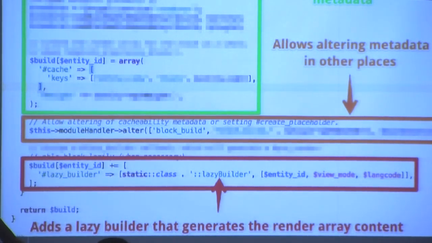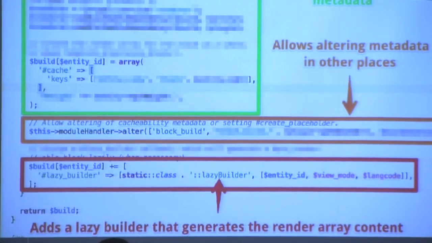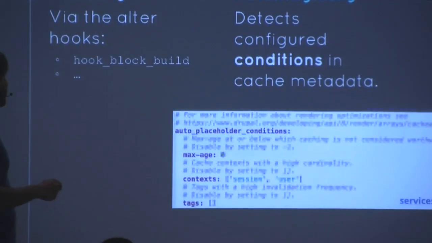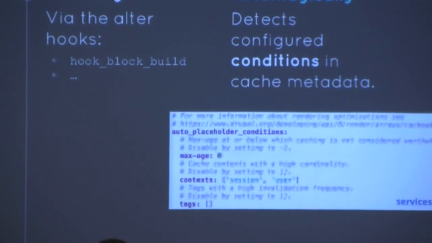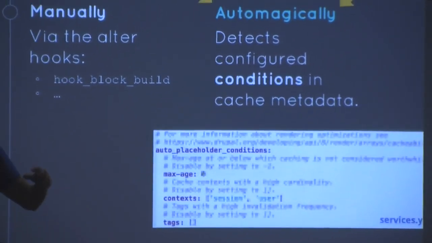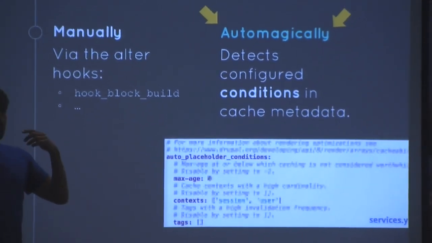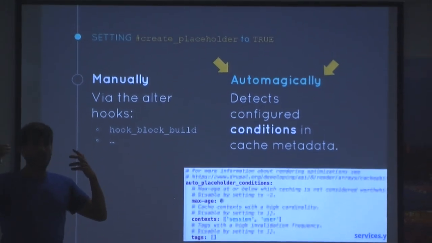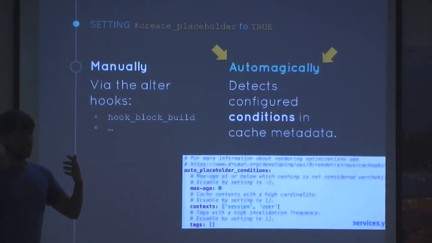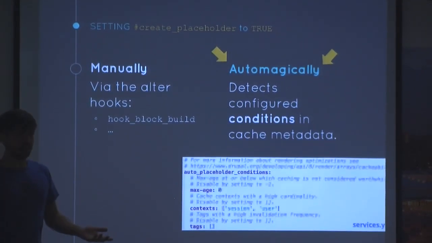But another way to create placeholders is automatically, and this is when things get really cool. You can set some conditions based on the metadata that say, if this is hard to cache, placeholder it, and don't even tell me about it.